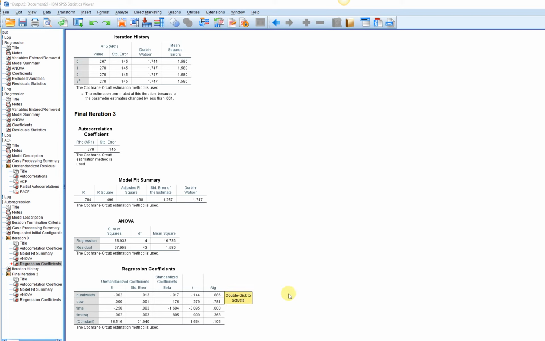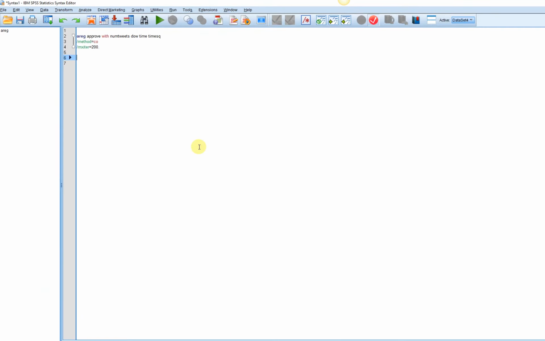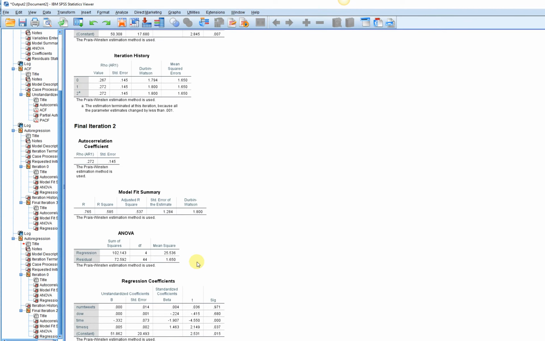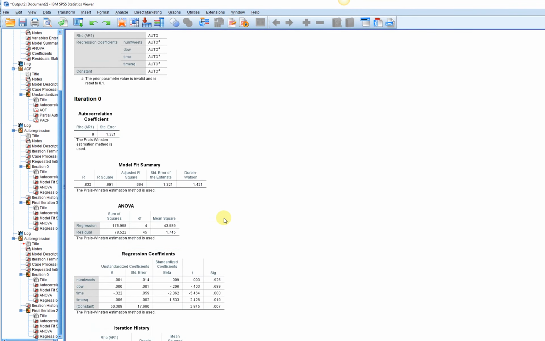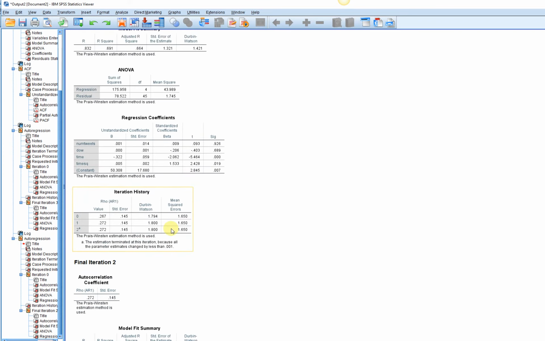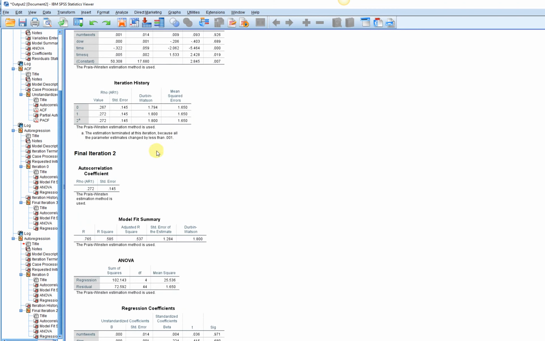Now let's say that we want to go a little bit further, and let's look at running the Prais Winsten method. So in this case, we're just going to change this to PW and highlight and run. And so it also utilizes an iterative estimation process. So at iteration 1, again, this is the least squares regression, and then it's cycled through 2 iterations, and as a result of the final iteration, these are the results here.